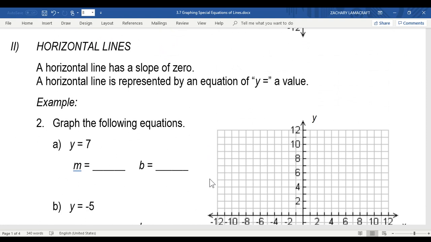Now we're going to go to something called horizontal lines. So we remember that horizontal lines have a slope of 0. So remember, when we were showing you those lines that were connected like so, we knew it had a slope of 0, and it wasn't steep at all. It was flat, so it has a slope of 0. And that horizontal line is represented by an equation of y equals value.